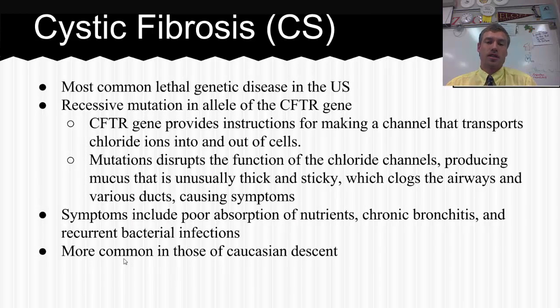So cystic fibrosis is autosomal recessive, and it is the most common lethal genetic disease in the United States. It is a recessive mutation in the allele of the CFTR gene, and the CFTR gene provides instructions for making a channel that transports chloride ions into and out of the cells. And why is that important? Well, the chloride channels help to maintain the correct amount of water. They also are necessary for the production of mucus, and mucus is used in a lot of different places.